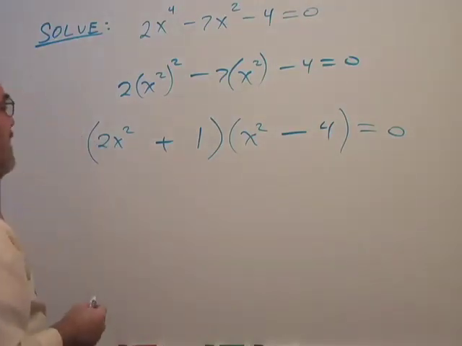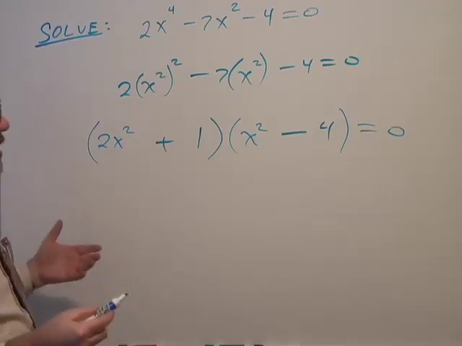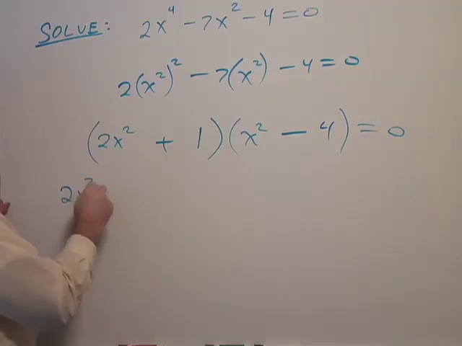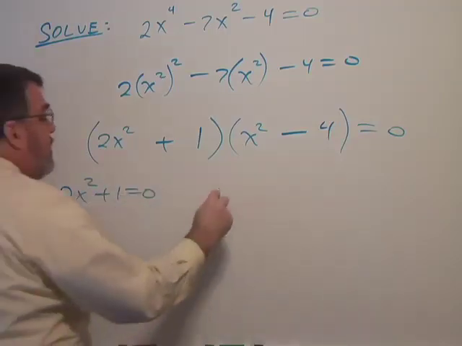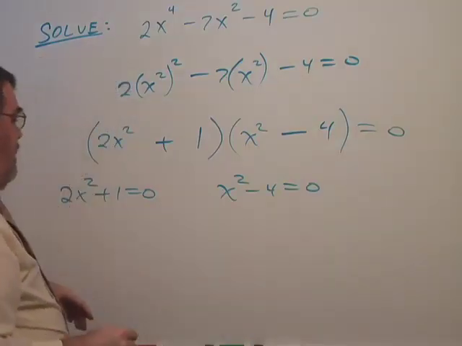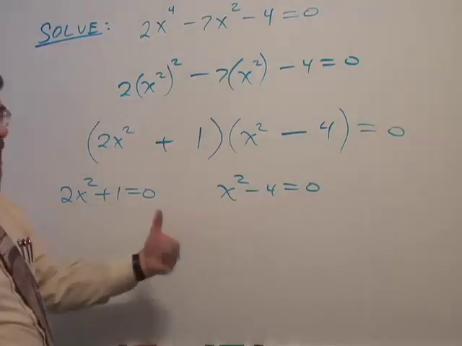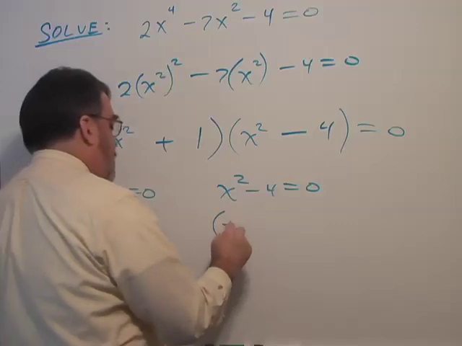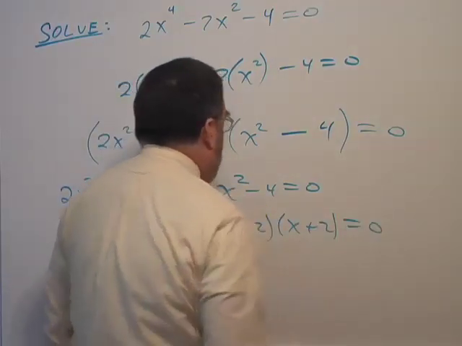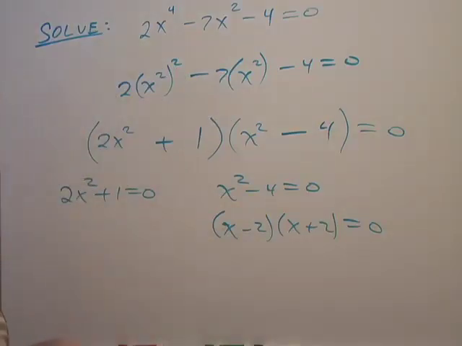Our solution method is to set each factor equal to 0. So I have 2x squared plus 1 equals 0, and x squared minus 4 equals 0. We can choose to solve this by factoring it further: x minus 2 times x plus 2. Or we could use a square root method to solve that equation. Over here, it looks like I'm going to get imaginary numbers, or complex numbers.